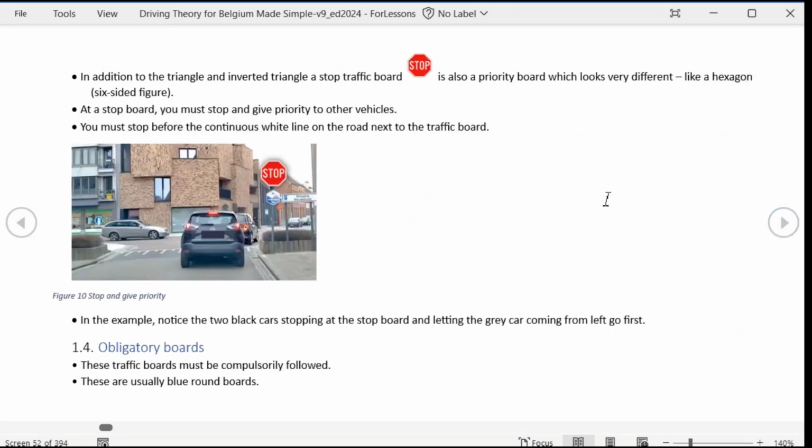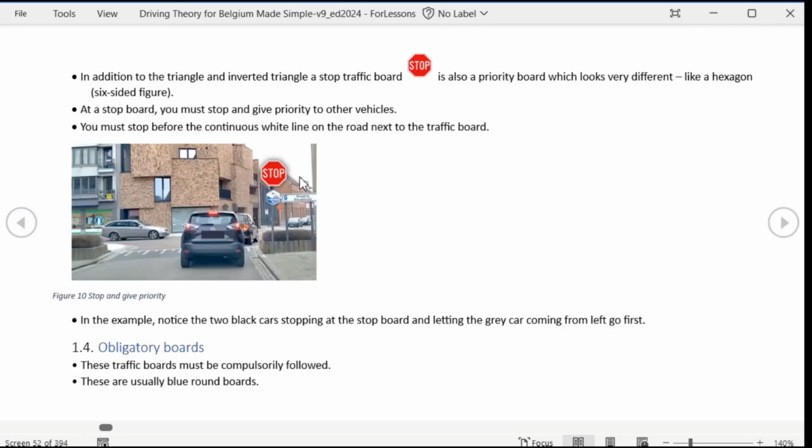Now there is another priority board which is very, very different from all other boards. It's a board with 6 corners, a hexagon, and stop is written on this board. Why is this board a hexagon? Because this indicates that the junction could be a very dangerous junction. So from far, when you see this hexagon, you should know, okay, I must stop here and I must give priority. So this is also another priority board.